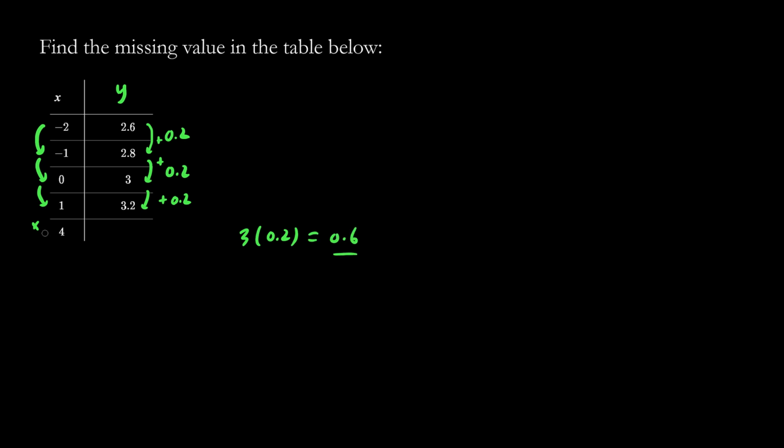So by going up by 3 units for the x value, we're going to go up by 0.6 units for the y value. 3.2 plus 0.6 is 3.8. So this is pretty quick.